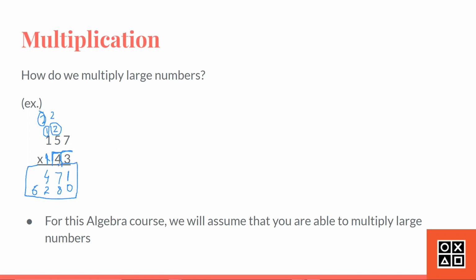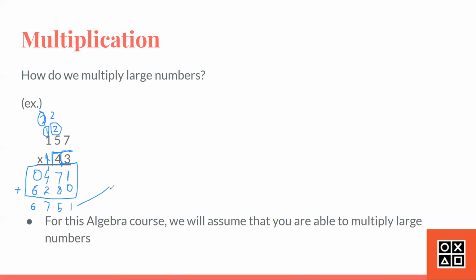But this is not the final answer. You still have to add these two together. So 1 plus 0 is 1. 8 plus 7 would be 15. And then 4 plus 2 plus 1 that we carried over because we got the 15 would be 7. And then since there's an imaginary 0 here, 6 plus 0 would just be a 6.